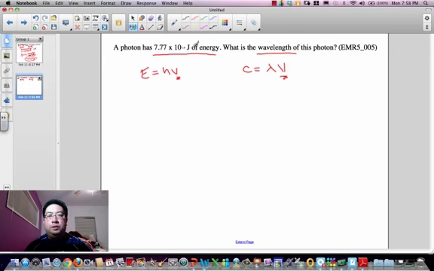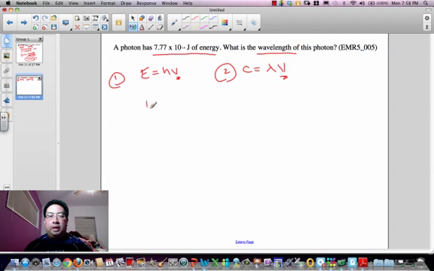Okay, joules is our unit of energy. If it had been kilojoules or something like that, we would have to convert, but because there's no metric prefix in front of joules, we're good to go as far as solving for this. Remember, we're going to use E equals h nu first, and then we'll use c equals lambda nu second. So let's go ahead and use number one.